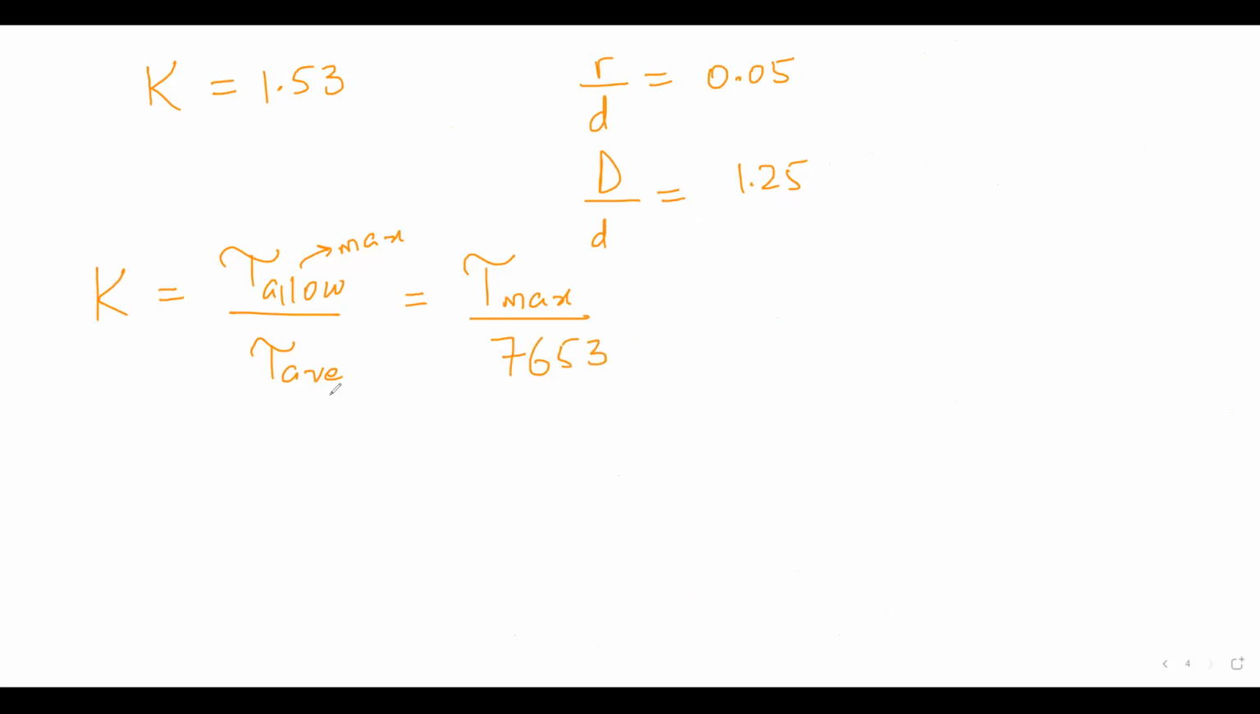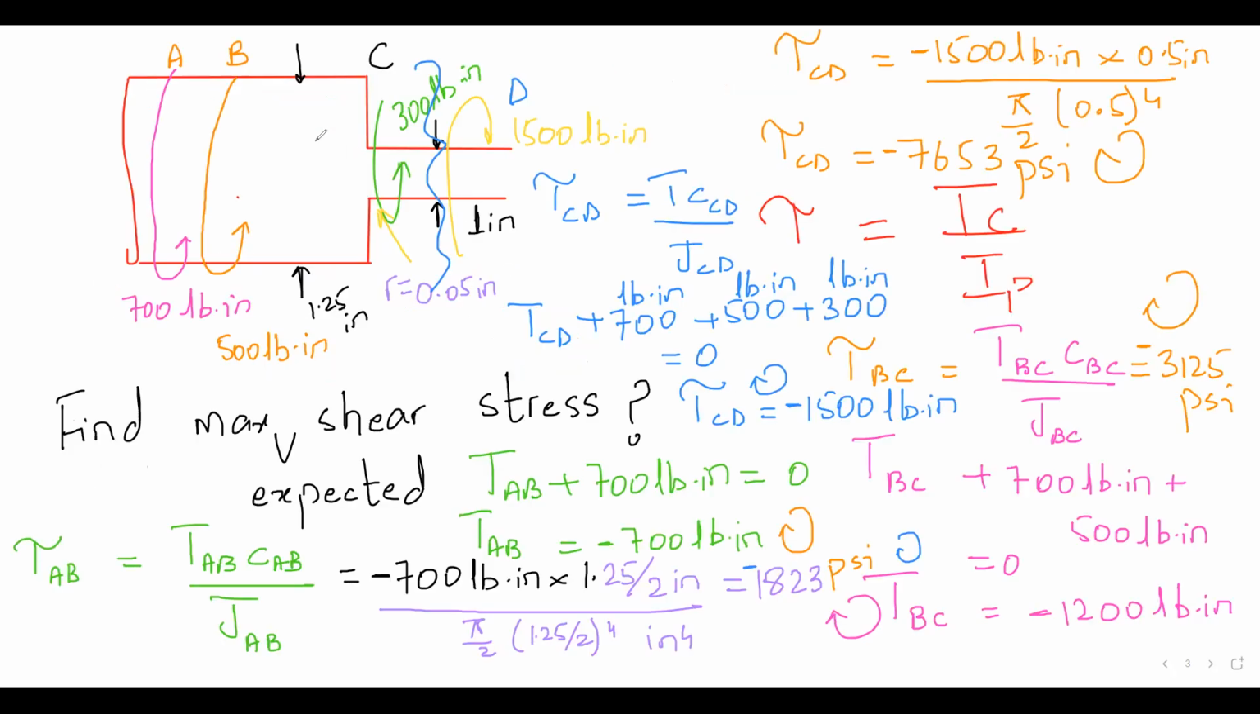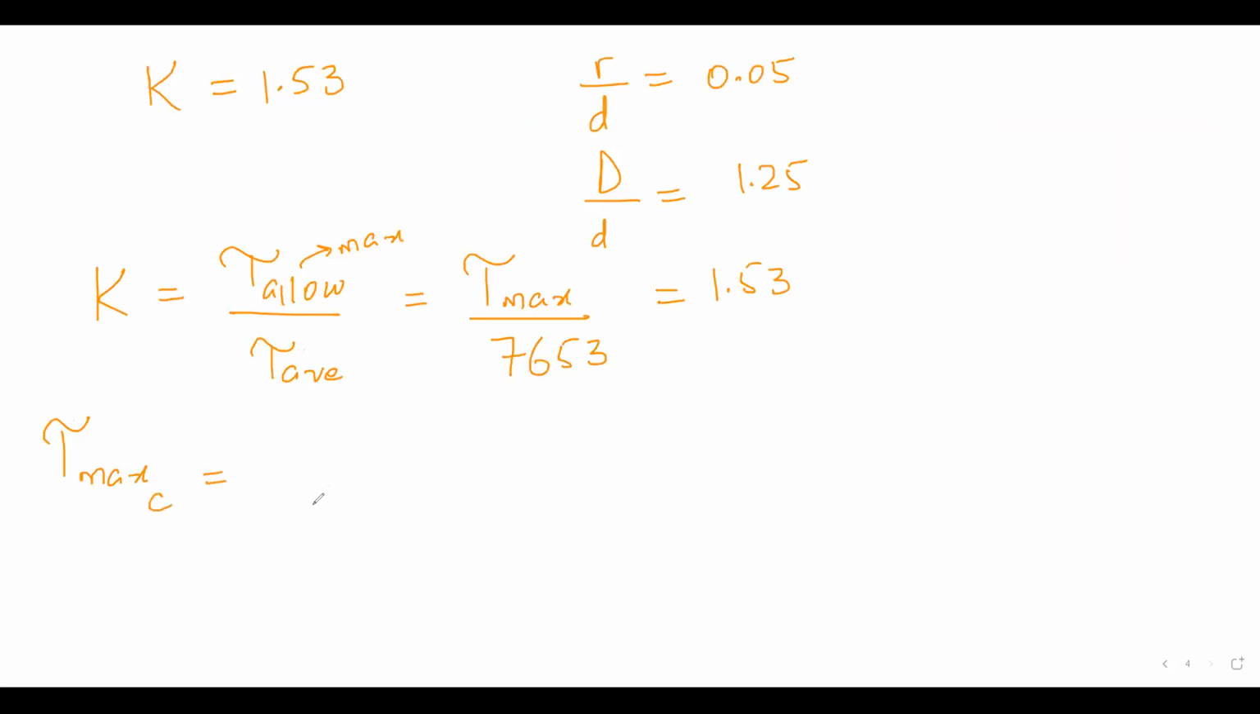And this value is equal to 1.53, and tau max at this CD comes out to be, or C if you want to call it, right at the edge, 936. Okay, whatever the value is. $1,200.